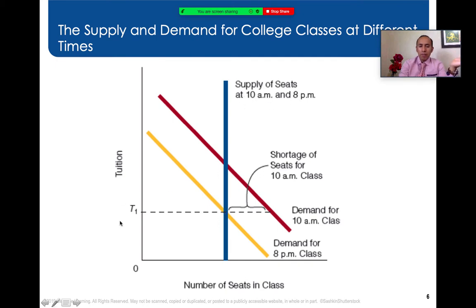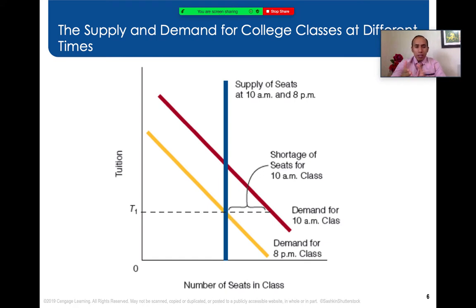You pay your tuition, and they have the class, which has a specific number of seats. You have two options. You can either demand the 10 a.m. class, on the red demand curve, the demand for the 10 a.m. class, or demand the 8 p.m. class, which is the yellow curve, at a lower level.